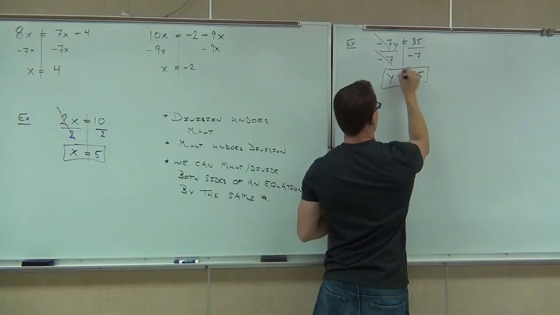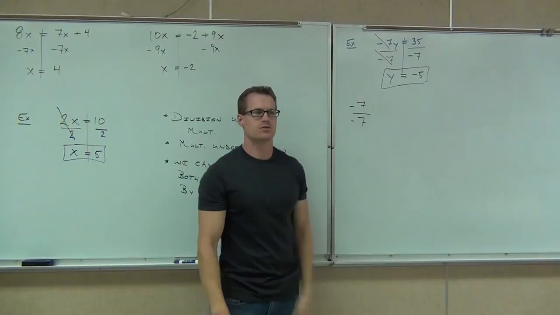And our answer is negative 5. You could still plug it in, couldn't you? Negative 7 times negative 5. Hey, that's positive 35. We must have done it right.